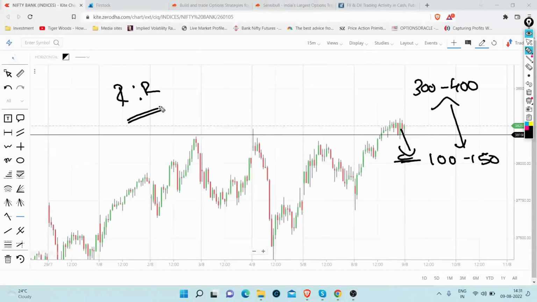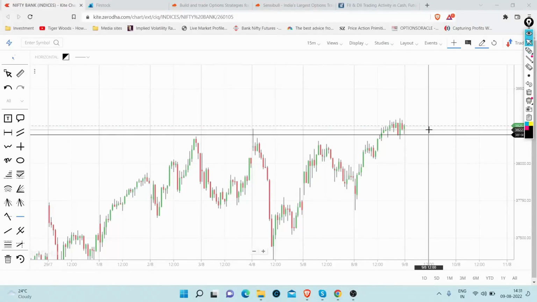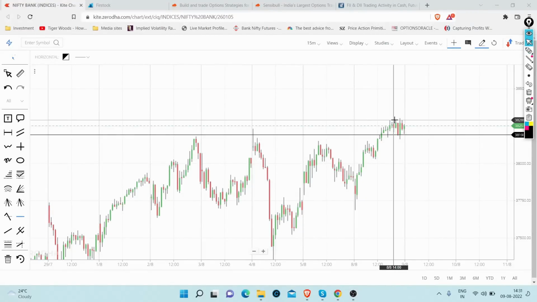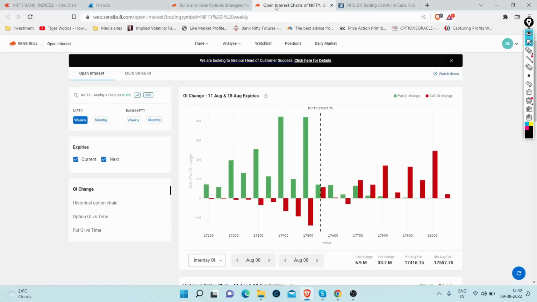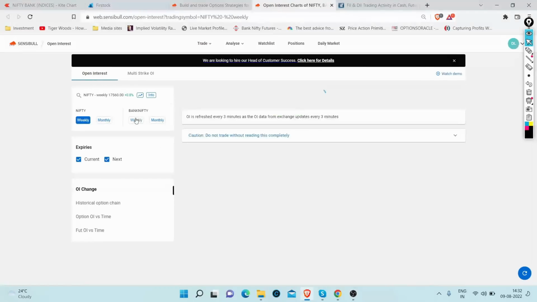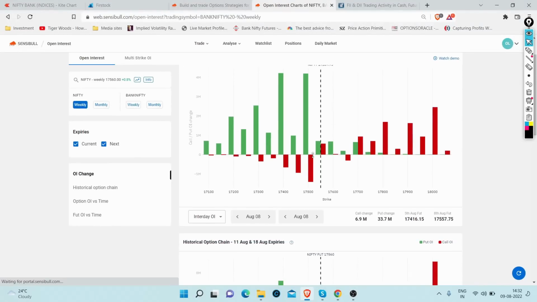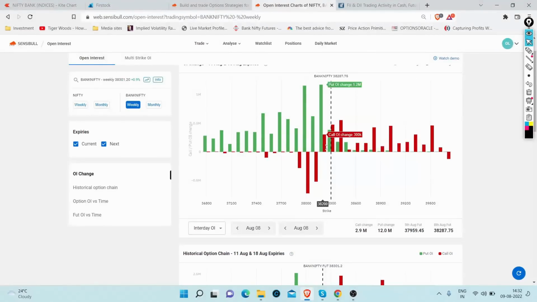Because FIIs, as I told you the reasons, are in a buy mode. Second, the market has broken 38,200, which was a resistance. Third reason why we feel there is a higher probability of the market going up is because of the open interest. When we look at the open interest, we see there is some strong put writing at 38,200, 38,100 and 38,000.